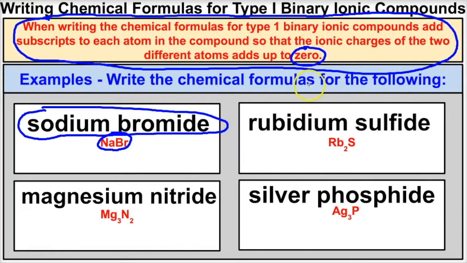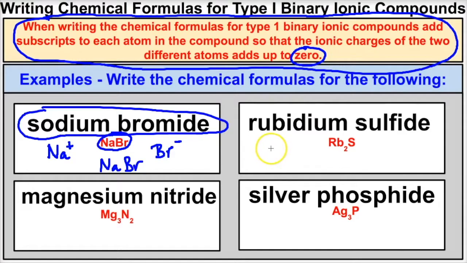What we have to do is add subscripts to the elements in our chemical formula to get those ionic charges to add up to 0. For example, sodium, we know, comes from group 1 on our periodic table of elements, so all those have a +1 charge. Bromine, or bromide, comes from group 17 and it has a -1 charge. So we have a +1 charge here and a -1 charge here. These two charges add up to 0. +1 and -1 add up to 0. And so we don't need to add any subscripts here. Our chemical formula for sodium bromide is just going to be NaBr.